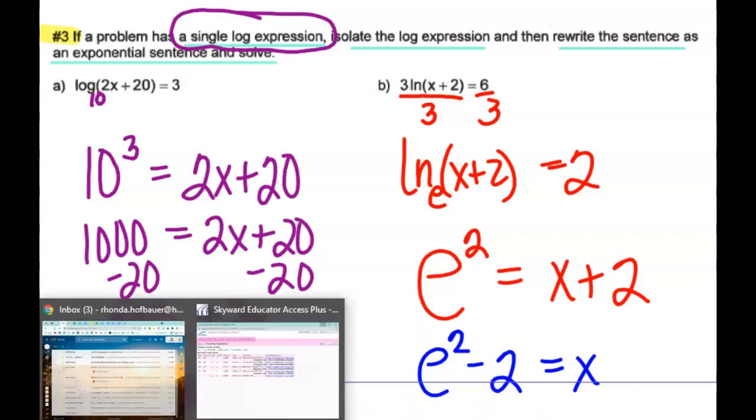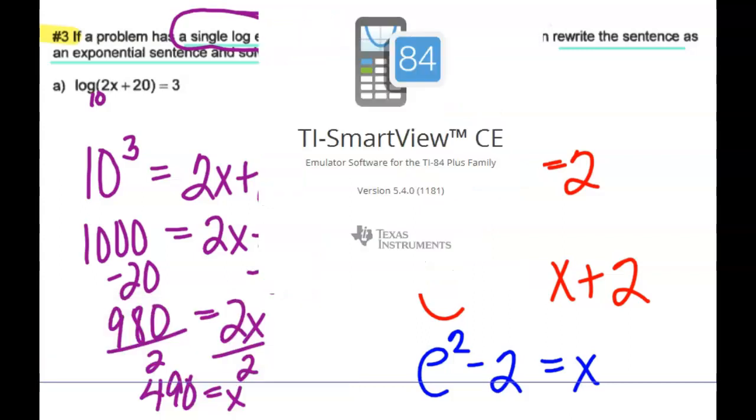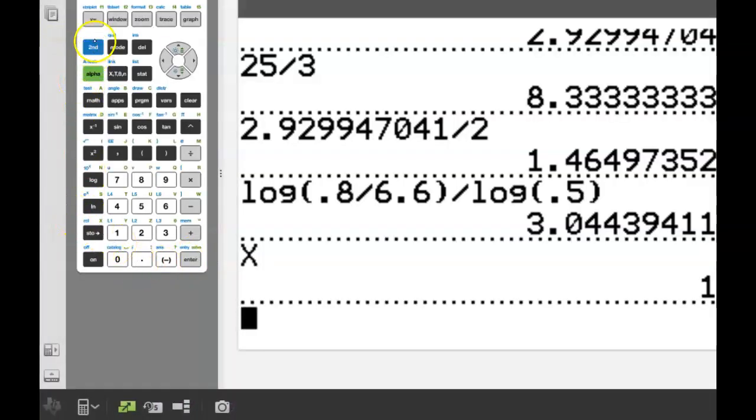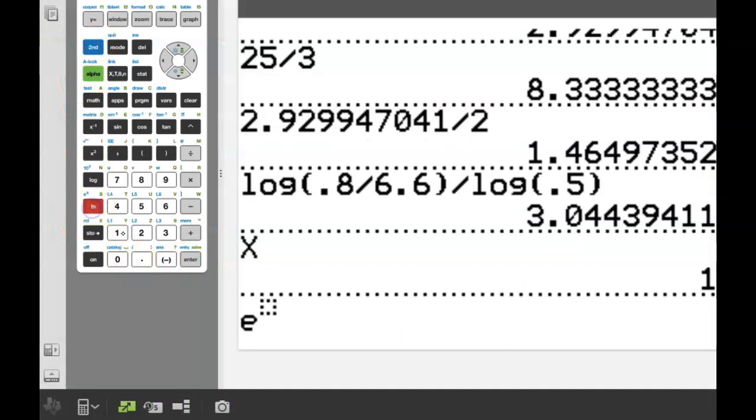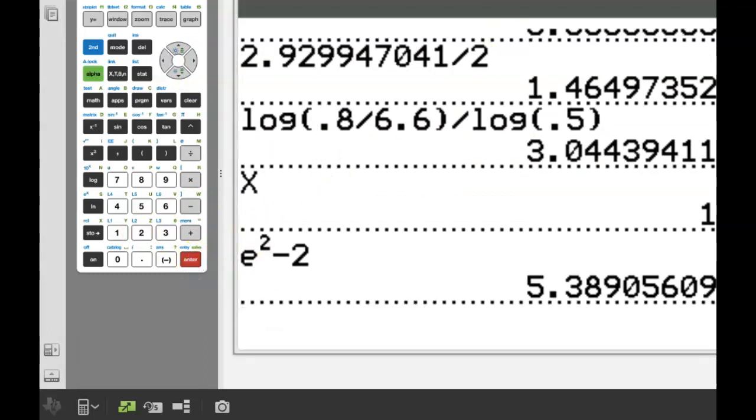I will tell you that I like to use, did I turn my calculator off? How did I manage that? E squared, I like to use the ln button to get e. If you do second ln, then it brings up e with a little box. And then you can just type the squared and then the minus 2. Wasn't it minus 2 or plus 2? Minus 5.389, anybody?